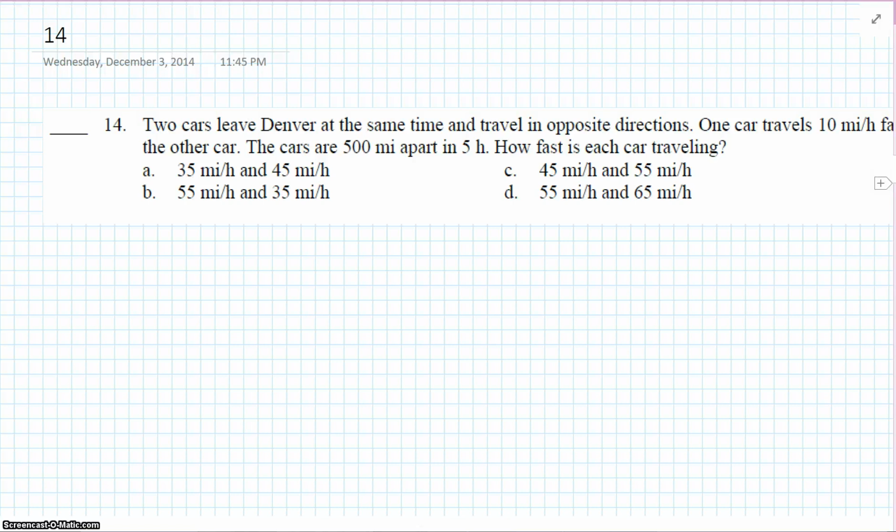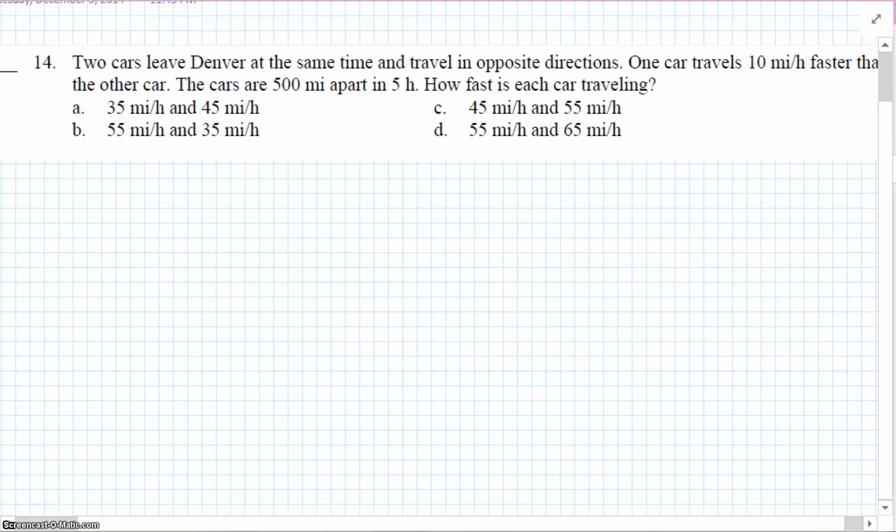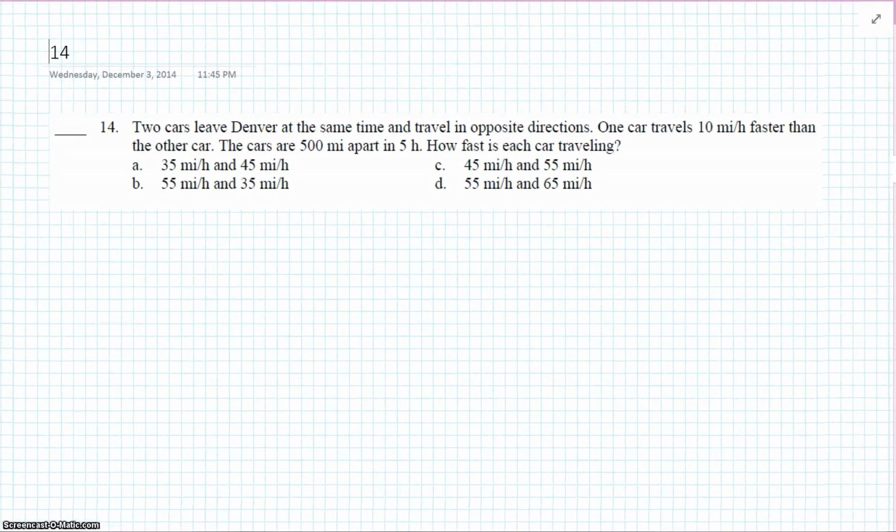All right. Two cars leave Denver at the same time and travel in opposite directions. One car travels 10 miles an hour faster than the other car. The cars are 500 miles apart in 5 hours. How fast is each car traveling? Well, let's just draw a little diagram. One guy is going this direction, and he's going x. This guy's going the opposite direction, but his rate is x plus 10.